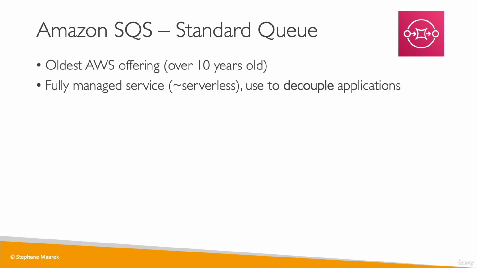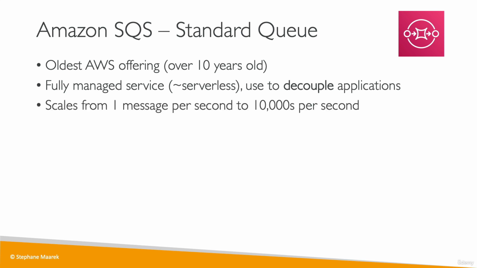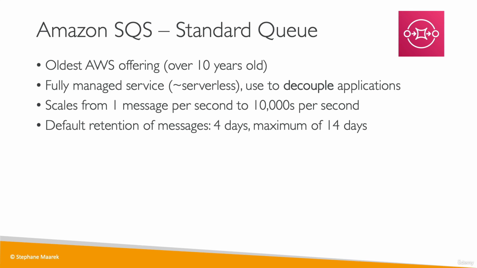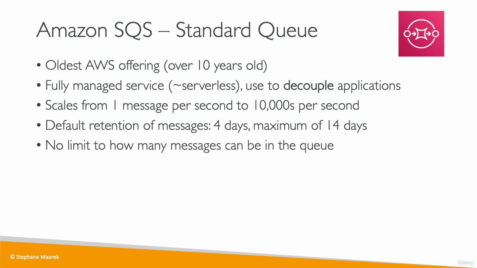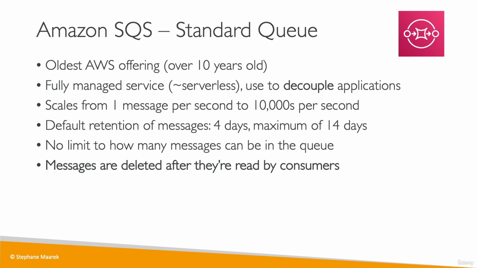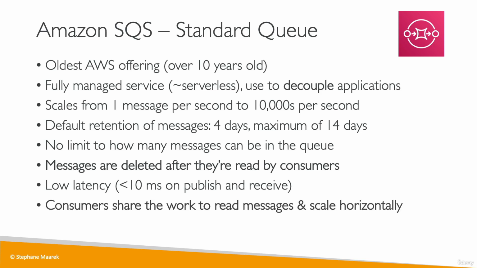So this is the exam tip. If you see decouple, then think of SQS. It will scale seamlessly from one message per second to tens of thousands of messages per second. And the default retention of the messages is 4 days, maximum of 14 days. So you need to process them within that default retention. There's no limit to how many messages can be in a queue. And then once the consumers read the messages, they have to be deleted. So they're gone. There is low latency. We're talking about less than 10 milliseconds on publish and subscribe. And then consumers share the work to read messages and scale horizontally.